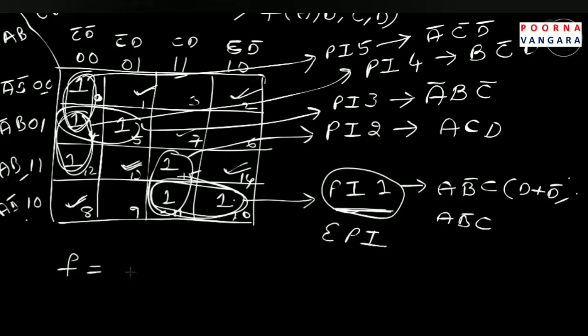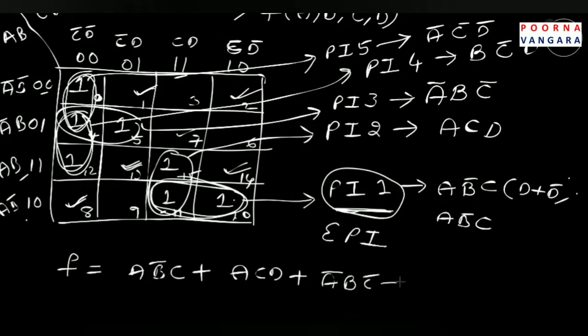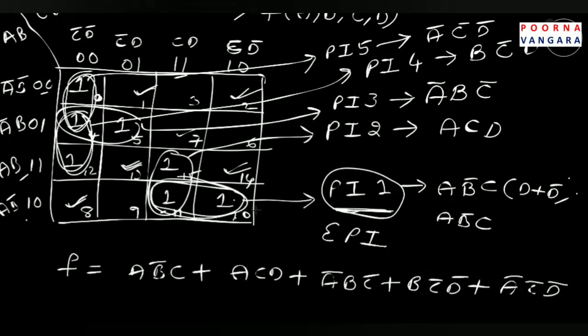The minimized expression is A B bar C from the first essential prime implicant, second A C D, third A bar B C bar, then B C bar D bar, then A bar C bar D. In a few examples you will get these kinds of prime implicants, but out of them only a few will be essential and a few will be redundant. Such examples will be there.